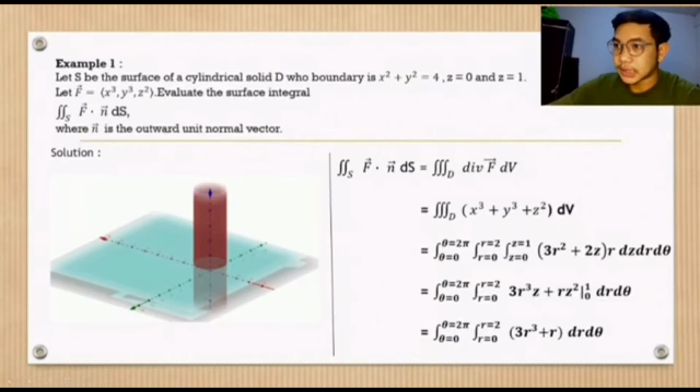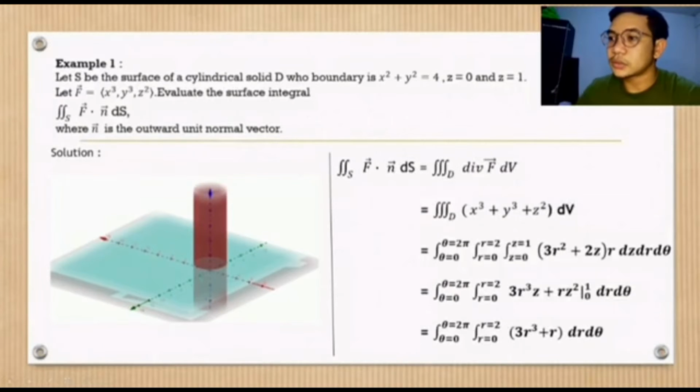So next, let's look into example number 1. Let S be the surface of the cylindrical solid D whose boundary is x squared plus y squared equal to 4 and z equal to 0 and z equal to 1. Okay, we have got a cylinder here, looks like that. There is z equal to 0 and z equal to 1, and this is the cylinder, x squared plus y squared equal to 4. So that is a circle of radius 2.